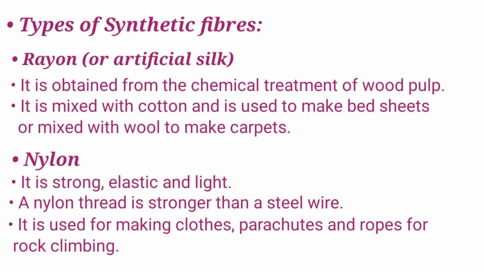Types of synthetic fibers. First is rayon or artificial silk. It is obtained from the chemical treatment of wood pulp. It is mixed with cotton and is used to make bed sheets, or mixed with wool to make carpets.